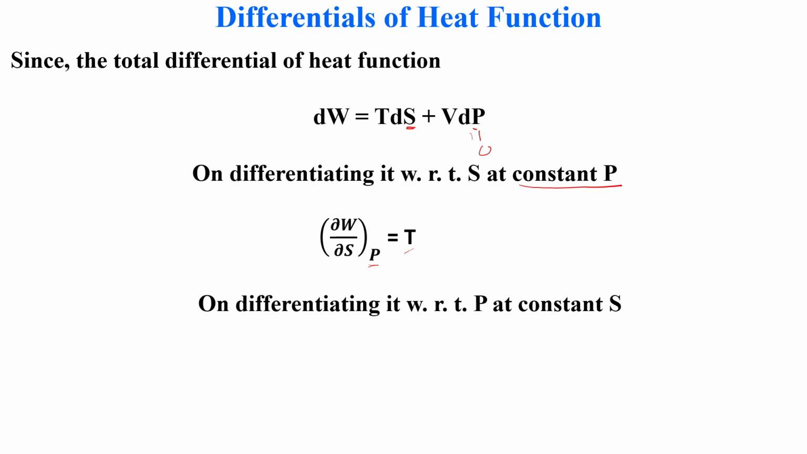Again, on differentiating it with respect to P at constant S, we will get curly W upon curly P at constant entropy is equal to V. At constant entropy this term becomes 0. So these are two differentials of heat function. One is at constant pressure and the other is at constant entropy. So your heat function is a function of your T and V.